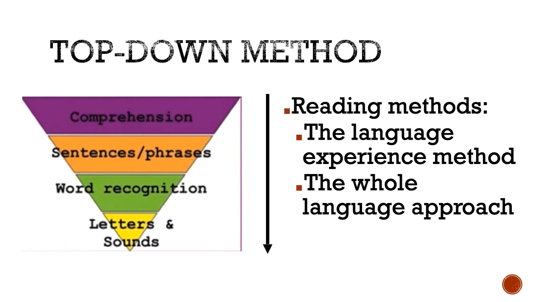As you can see from the triangle below, this theory goes from comprehension all the way down to letters and sounds. This means that children start with the whole text. Then they break it down into sentences. From the sentences, they break it down into word recognition, which entails that they have recognized words. From that, the words are broken down into letters and sounds.